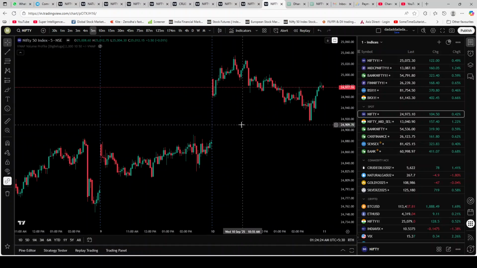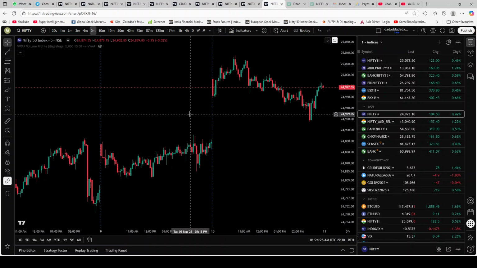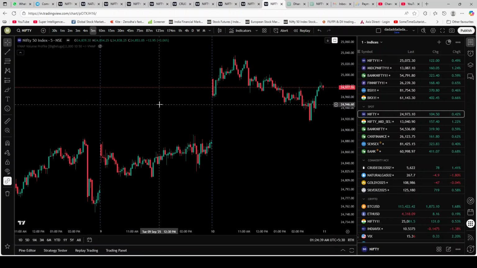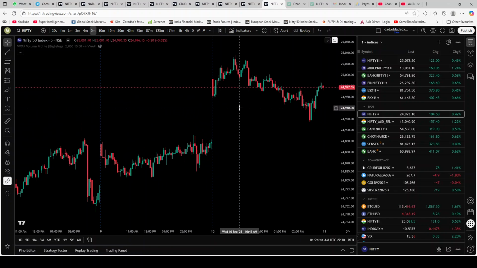Today I did not take any trade on Nifty. I declared that at about 10 a.m. or 10:30 a.m. itself. I think the movements were not according to my liking, so I did not trade because I've seen days like this earlier, so I just did not want to trade.